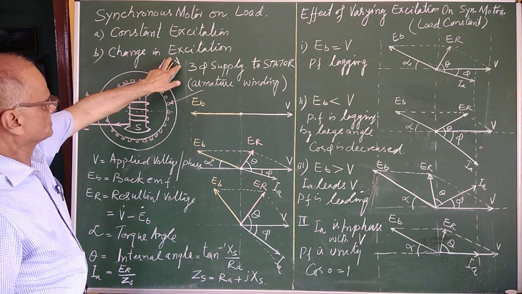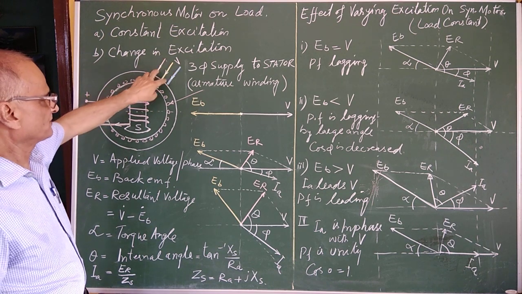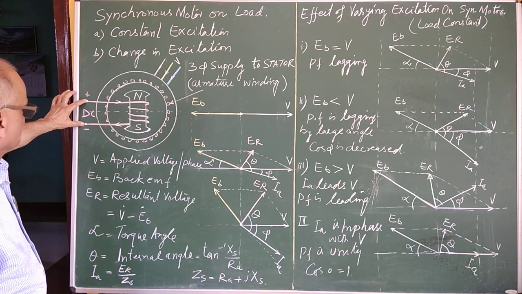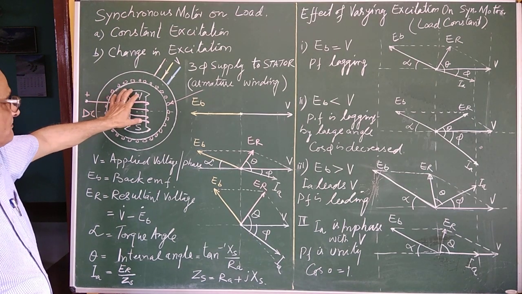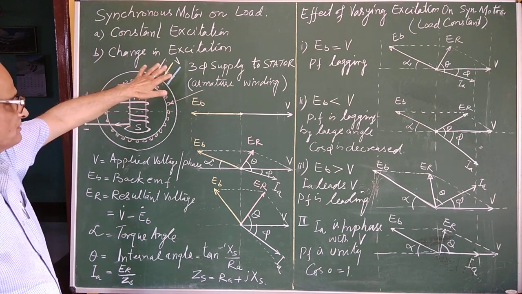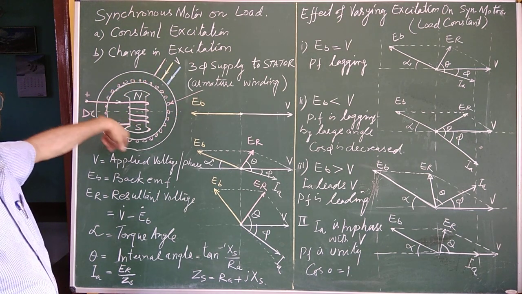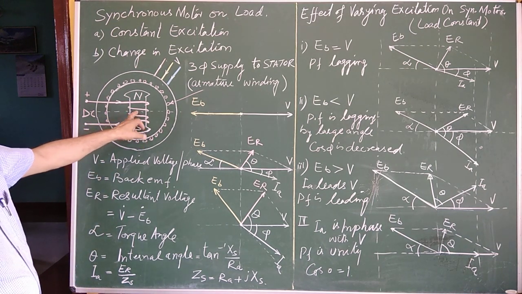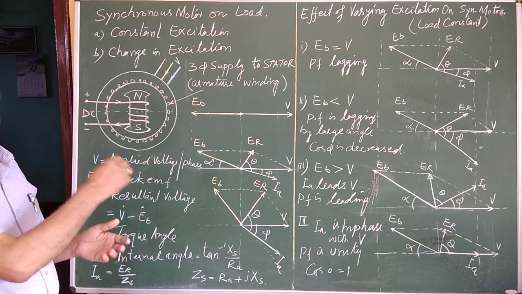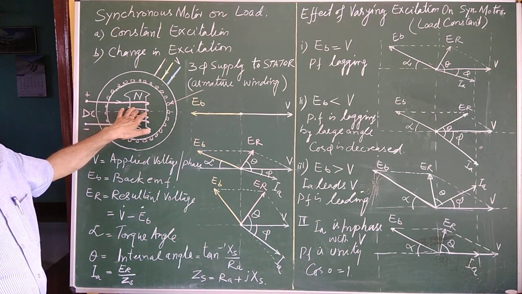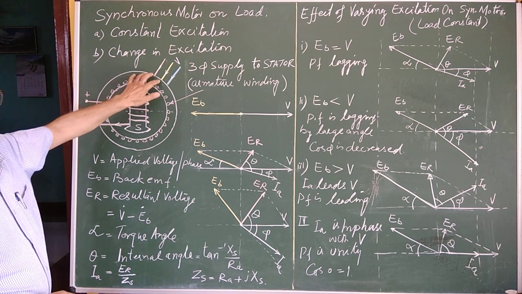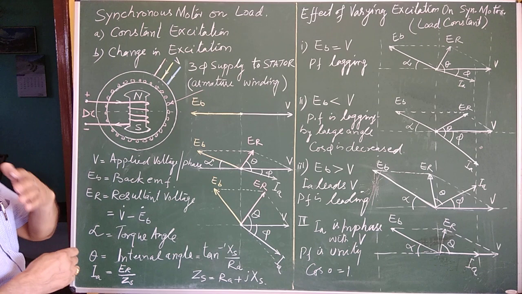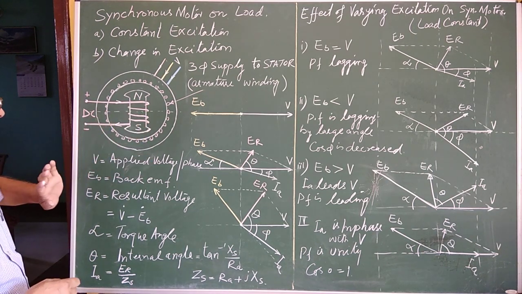This is the applied voltage to the winding, armature winding of the motor, and this is the excitation to the poles. When three-phase winding is fed from three-phase supply, rotating magnetic field is produced, and this rotor is run at synchronous speed with the help of prime mover. When magnetic locking takes place, the prime mover is removed or taken out of the rotor.